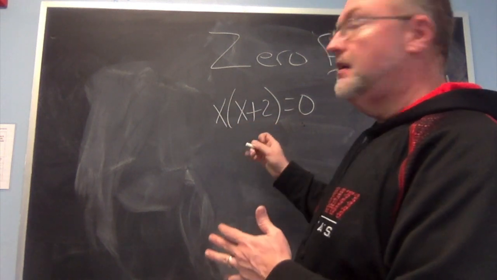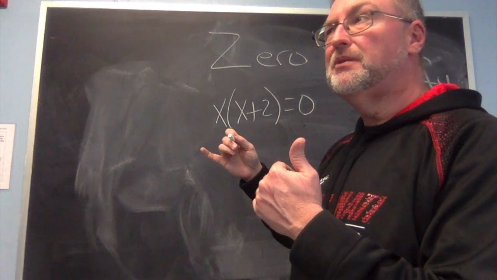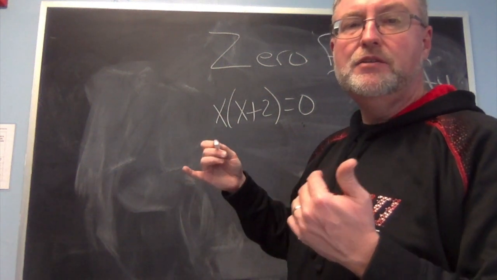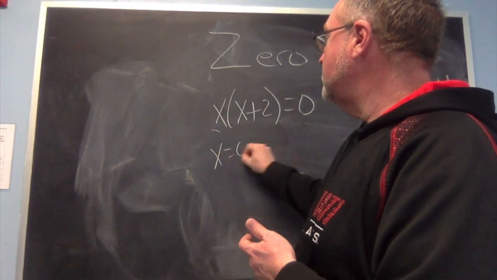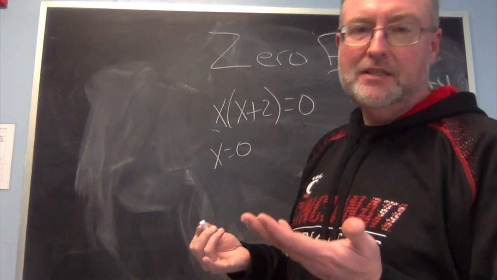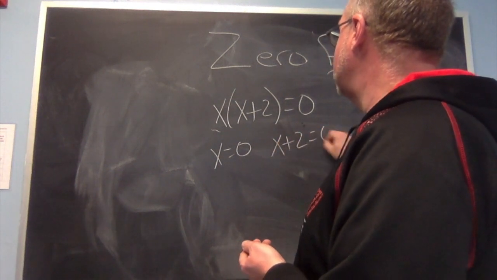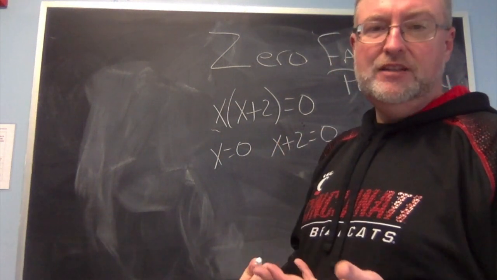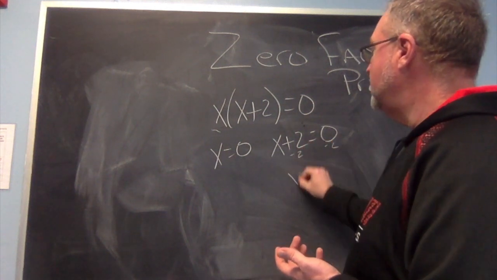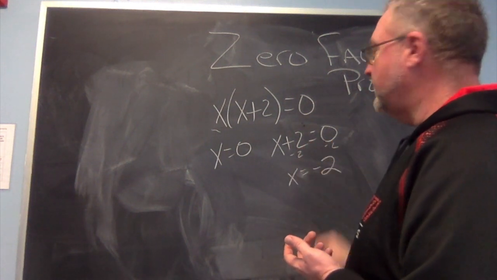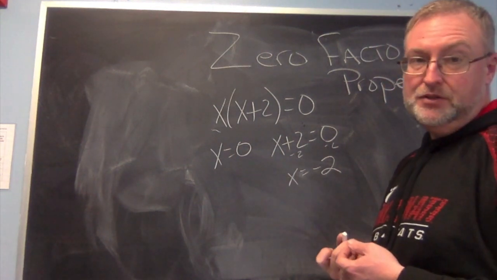So I'm going to take each factor and solve it. First I'm going to take this x, so x equals 0, which is pretty easy. It's done. And then x plus 2 equals 0. Now you solve that small equation by subtracting 2, so x equals negative 2. So my two answers are 0 and negative 2.